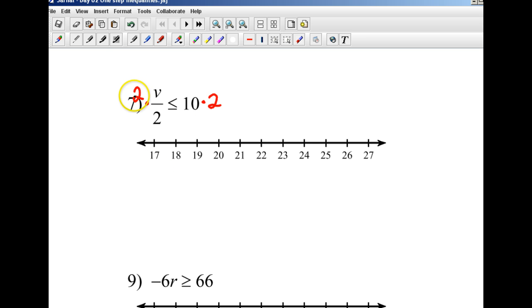Notice how I write it up here on the top. So I have a 2 on the top and a 2 on the bottom. They cancel out. V less than or equal to 20. All the numbers that are less than or equal to 20. Is that open or closed? Yeah. And that one's to the left.